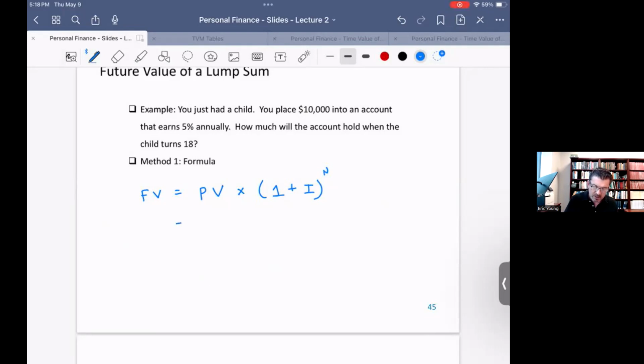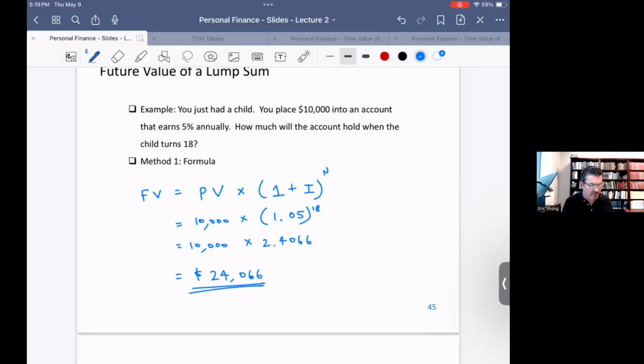Let's put some numbers in. It's 10,000 times 1.05 to the 18. If you were to do 1.05 to the 18 on your phone, you're going to see that that's 2.4066. And miraculously, that $10,000 that you put in there and just walk away from over the course of 18 years will grow to be $24,066. Okay, so that's using the formula to solve this.